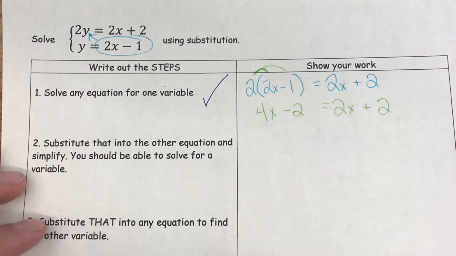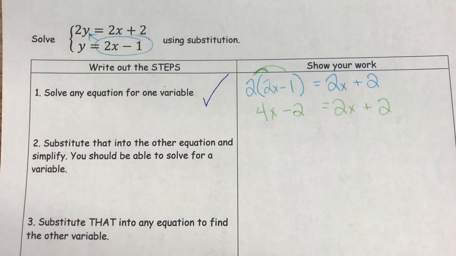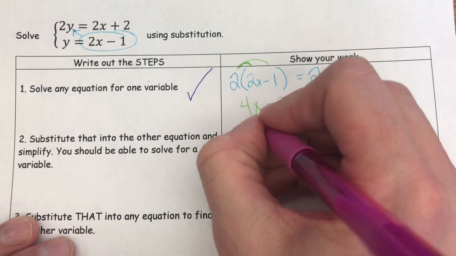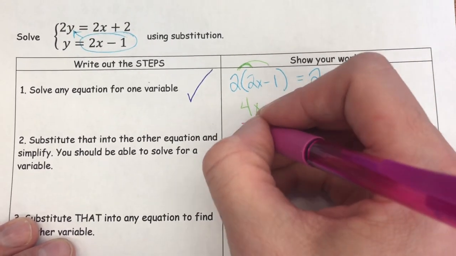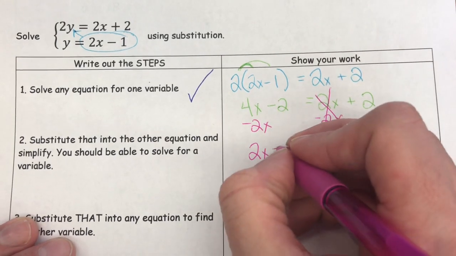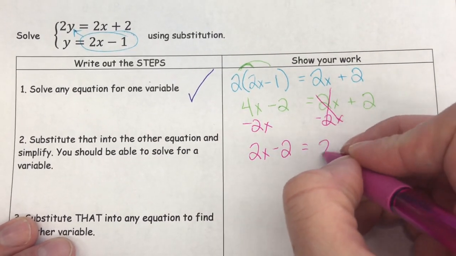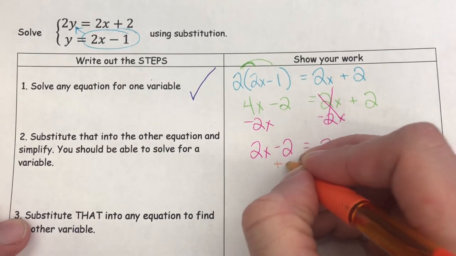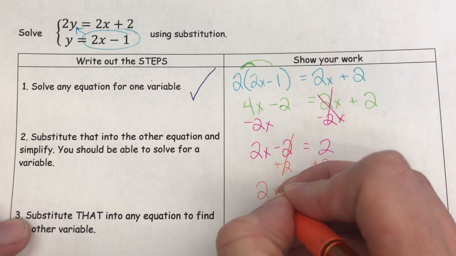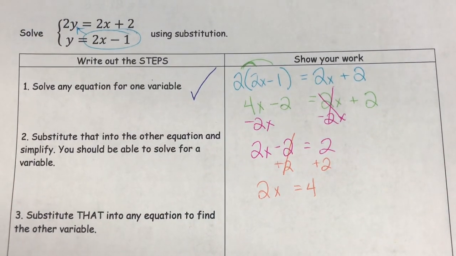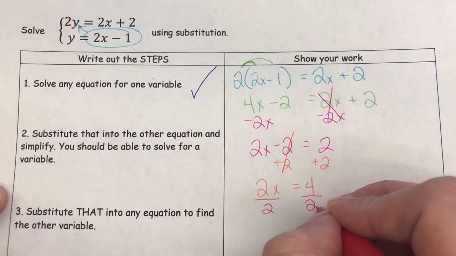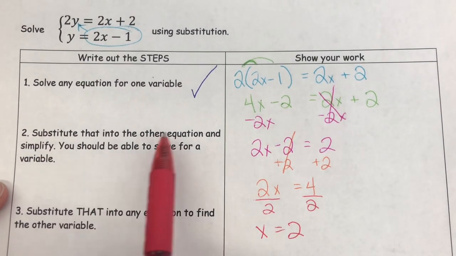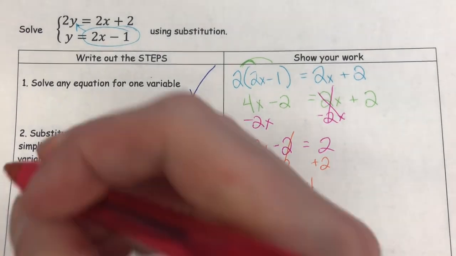So now it becomes like a regular problem where I have an x on both sides of the equal sign. I'm going to get rid of the 2x on the right by subtracting 2x from both sides. 4x's minus 2x's gives me 2x's. Drop down the negative 2 equals, and drop down the 2. So now I have 2x minus 2 equals 2. Add that 2 to both sides. 2x equals 4. Divide both sides by 2. X equals 2. So step 2 says solve for one of the variables, and I took care of that.